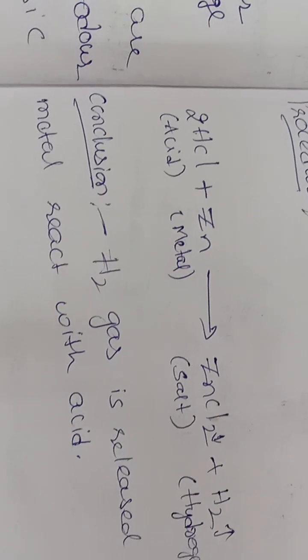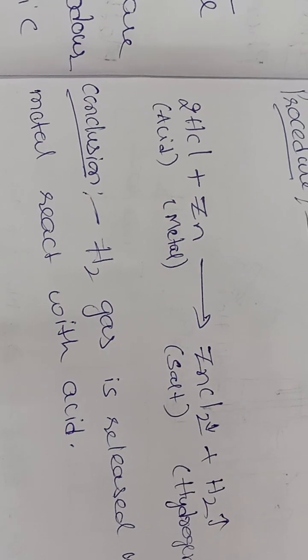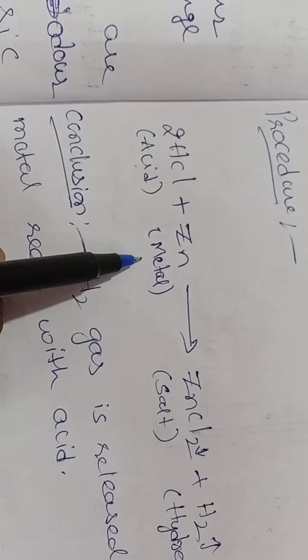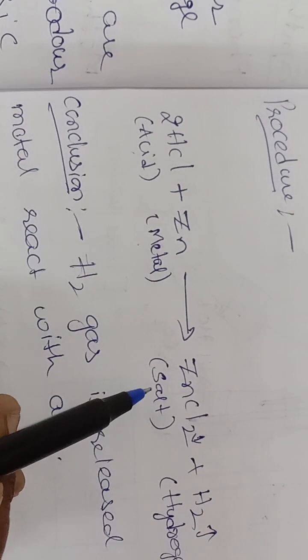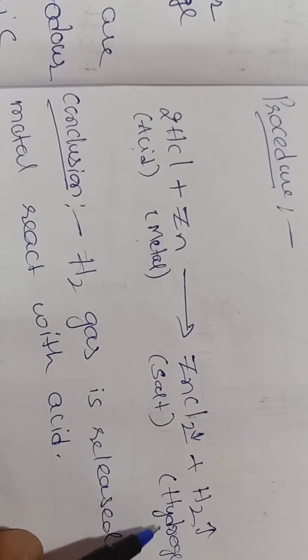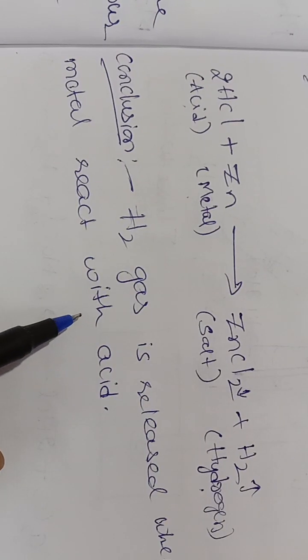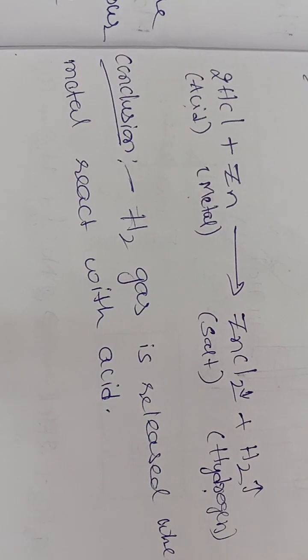Procedure, we know how to write. The reaction between zinc granules and hydrochloric acid: HCl is the acid, zinc acts as the metal. So what we are getting is zinc chloride and hydrogen gas. So what is our conclusion? Hydrogen gas is released when metal reacts with acid. Clear?